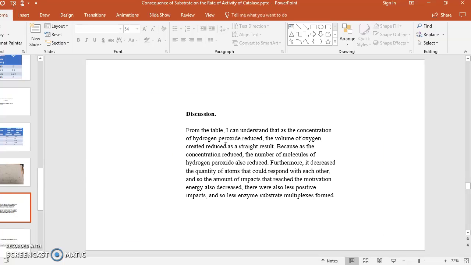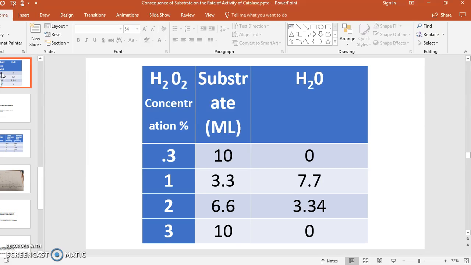Now discussion. I'm going to explain everything as this table shows. For table 1, let me go back to table 1. From the table, I can understand that as the concentration of hydrogen peroxide reduces, the volume of oxygen created reduces as a result, because as the concentration reduces, the amount of molecules of hydrogen peroxide also reduces.